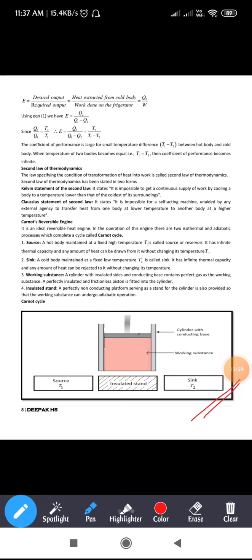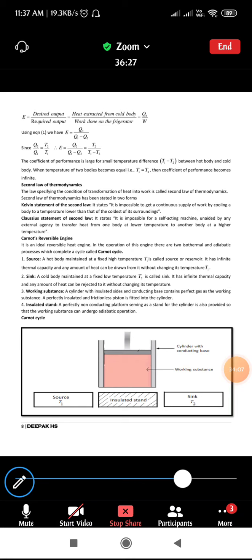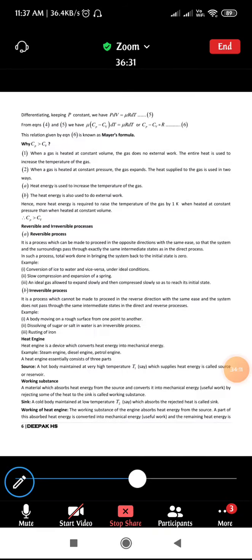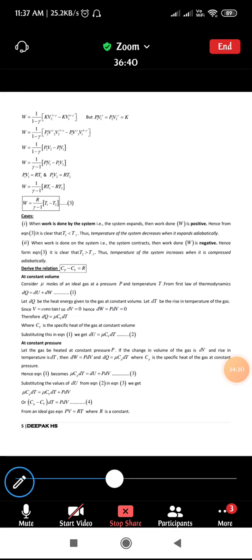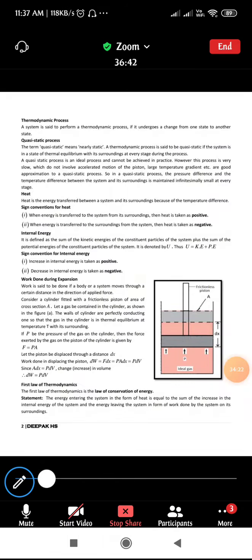You need to say what is the source, what is the sink, the working substance, the insulated stand. So this is regarding the chapter thermodynamics. Similarly, there is a chance of asking why Cp is greater than Cv for 2 marks. So just go through this. I think I have made it clear, right?